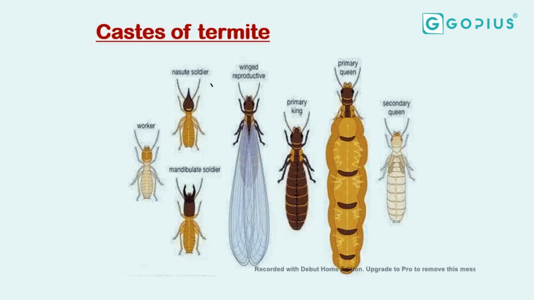That means it starts from egg to the nymph and then to the adult stage. So there is no in between. It's not a regular metamorphosis that starts from eggs, larva, pupa, and then imago. So that's about the termite.